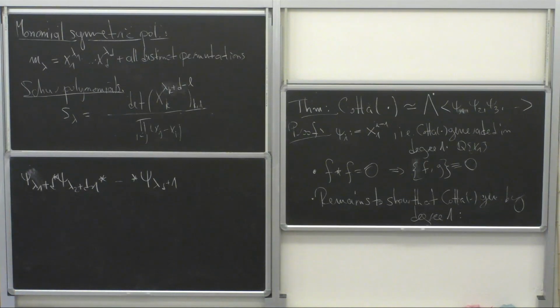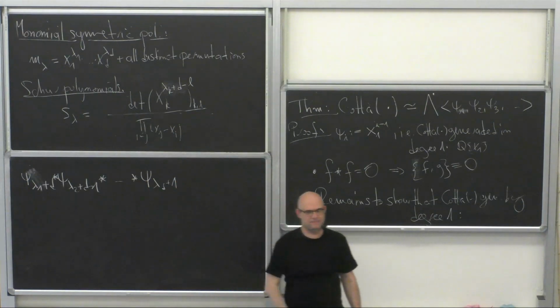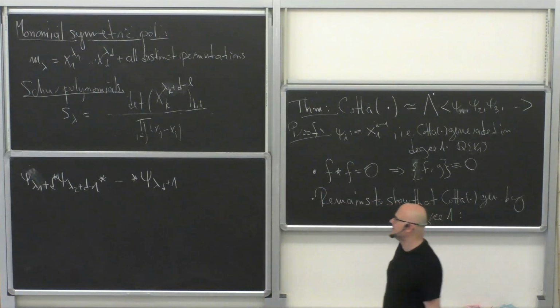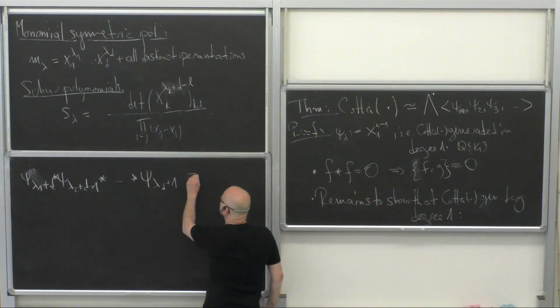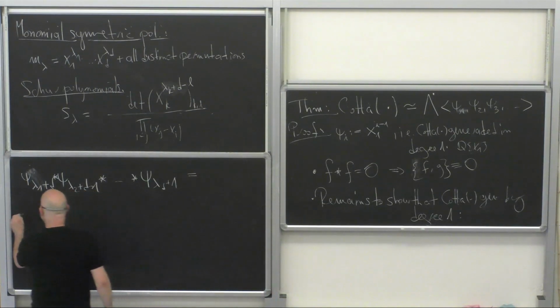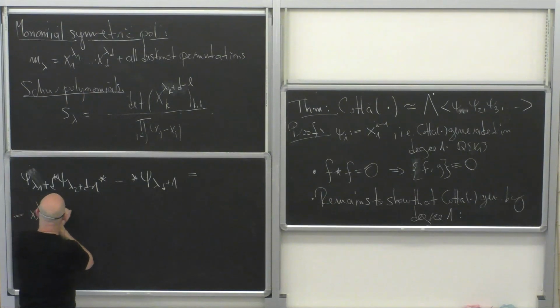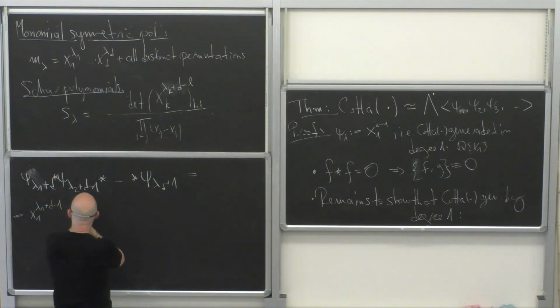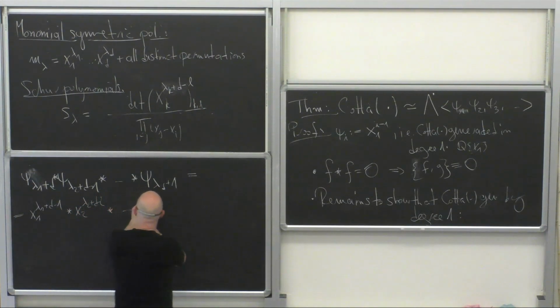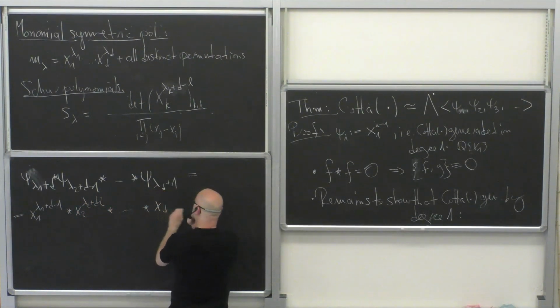We are calculating this multiple product in the Coha. Using the definition of the psi's, this is nothing else than taking the product of x1 to the lambda 1 plus d minus 1, x2 to the lambda 2 plus d minus 2, times and so on up to x d.